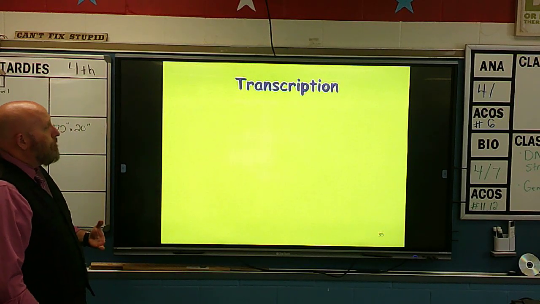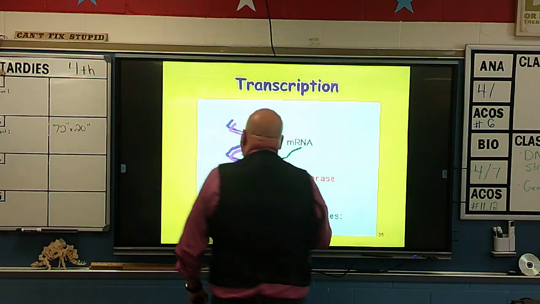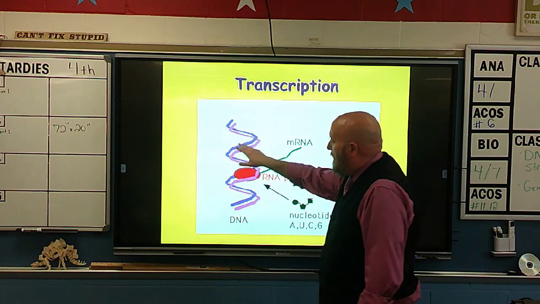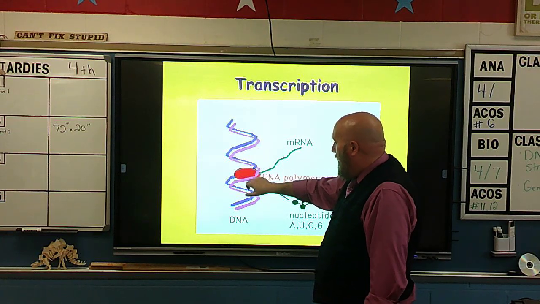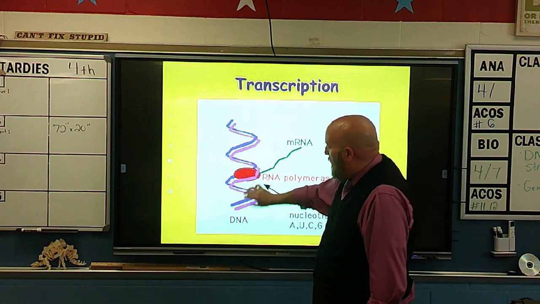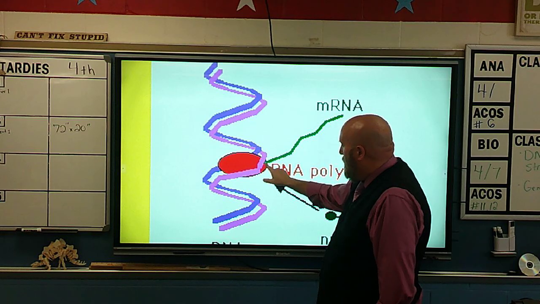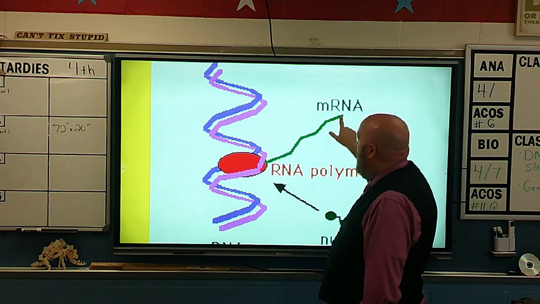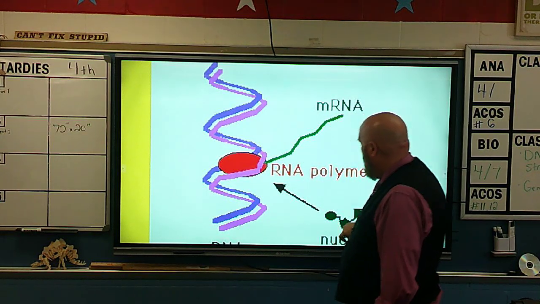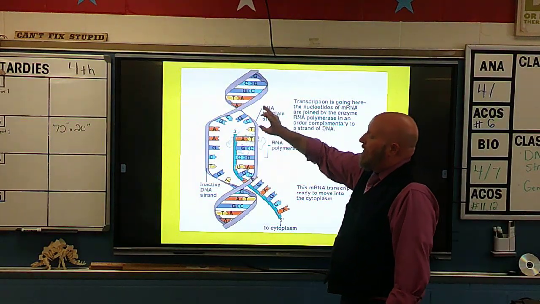So, here's basically what we got. We got the DNA, we got these two stripes here. This is the double helix. The RNA polymerase is running down the DNA. And as it goes down, it's building a mRNA piece here. It's adding mRNA nucleotides.